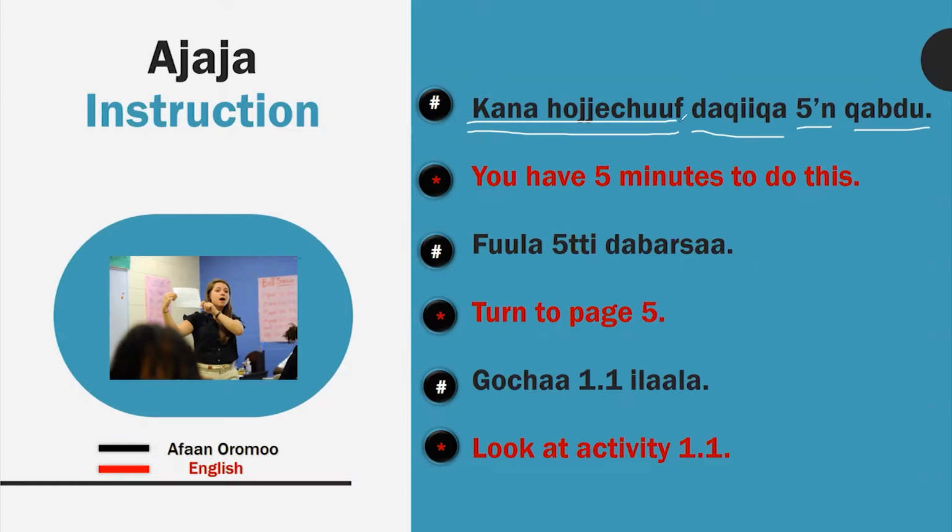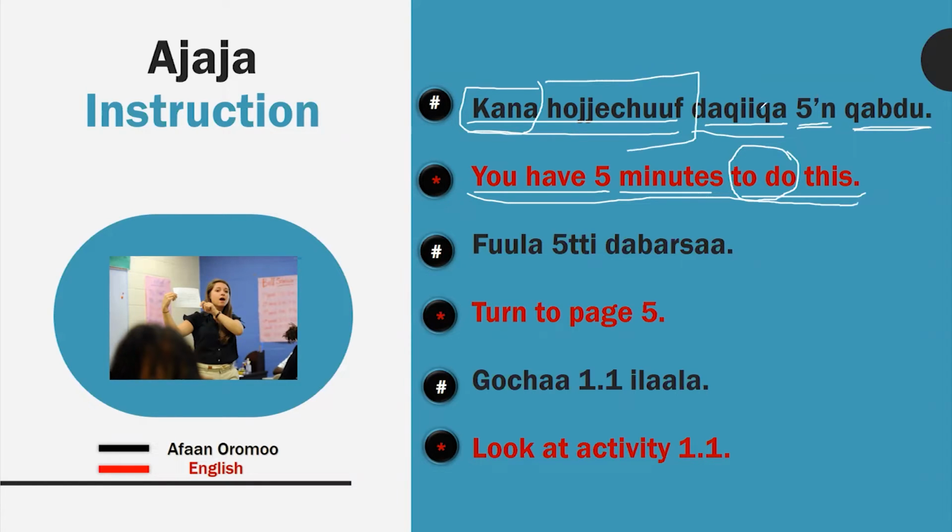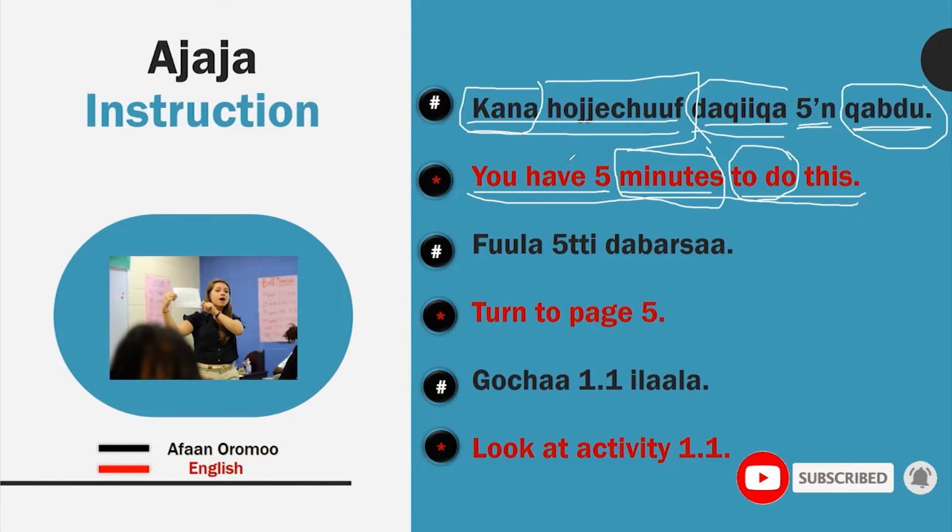Kana hojjechuuf daqiiqaa shan qabdu means you have 5 minutes to do this. Kana means this, okay? This one. For "do", we can say hojjechuuf, and daqiiqa is minutes. Then the left part you can add it. Aba means having something, okay?